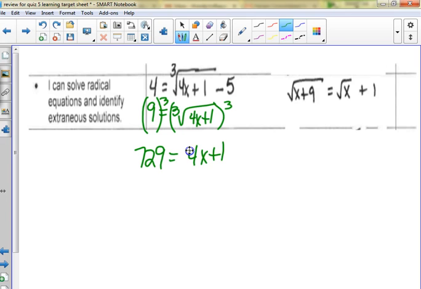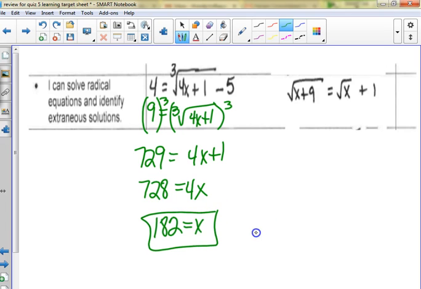4x plus 1. Subtract 1 is 4. Subtract 1 on a good day, 728. If we divide by 4... Okay, thank you. The one on the quiz, I'm going to tell you right now, it's like a 5th power or something. So you think you might get a really big number at the end? Yeah. It's a big, ugly number, okay? So don't freak out.